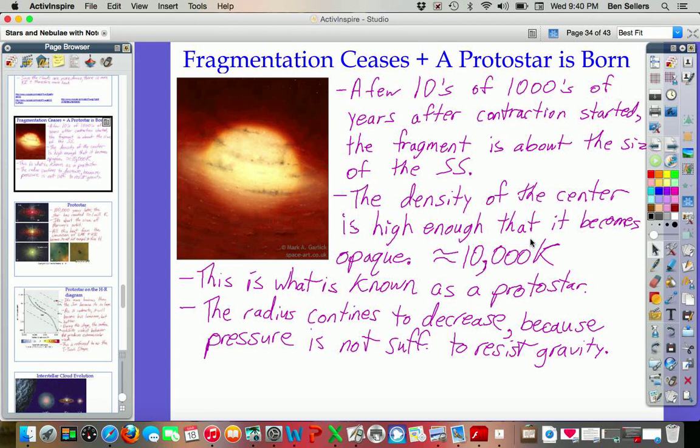When the density is high enough that it becomes opaque, the protostar is about 10,000 K in the core, which is very hot. It's hotter than the surface of our sun, but it's not hot enough to do fusion, so it's not a star yet. Because of that, we call it a protostar.